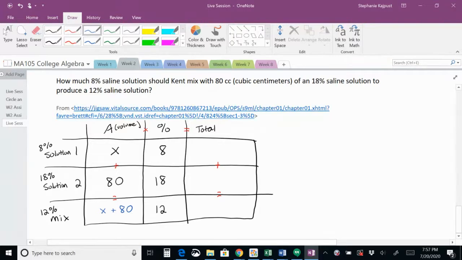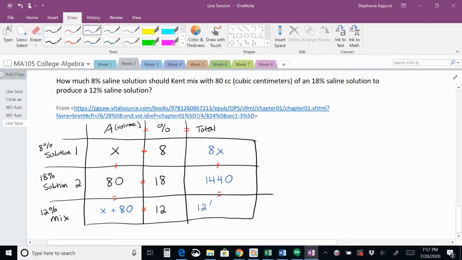Now we've got our third column, and we're moving from left to right. We've got the volume, or the amount, times the percent. So you're going to be multiplying going across. So each of these, I'm using a star so it doesn't look like the x. I'm going to multiply going across. So I have x times 8, which is 8x. Then I have 80 times 18, which I'm going to pull out my calculator for. $1,440, and then I have x plus 80 times 12.